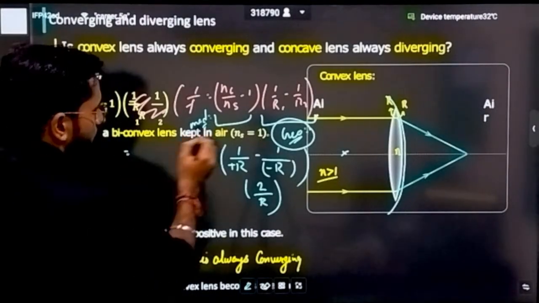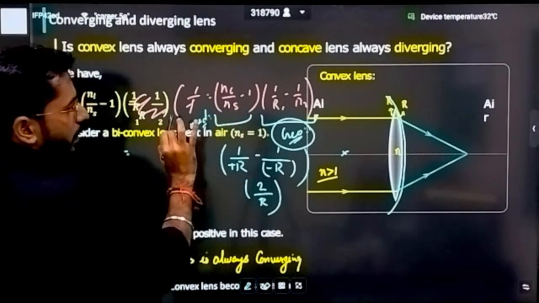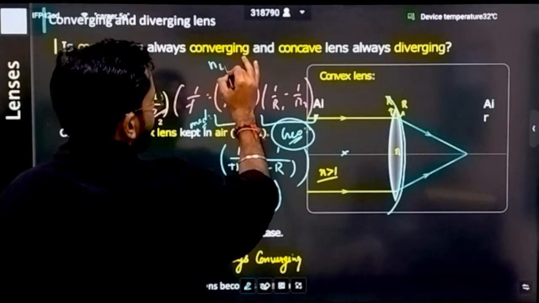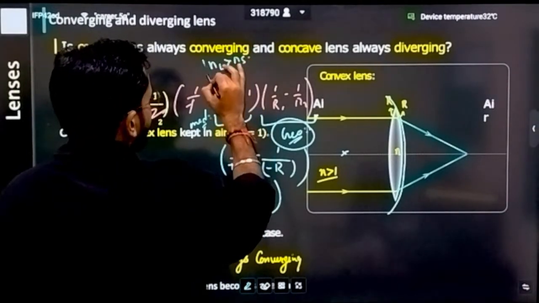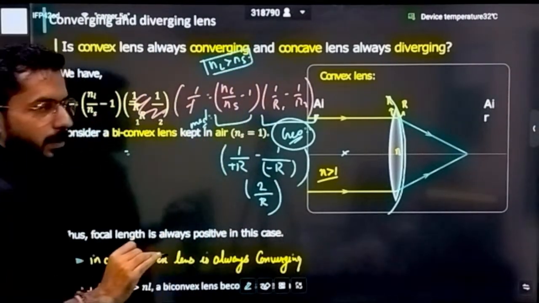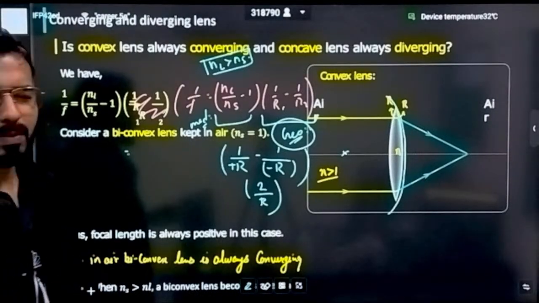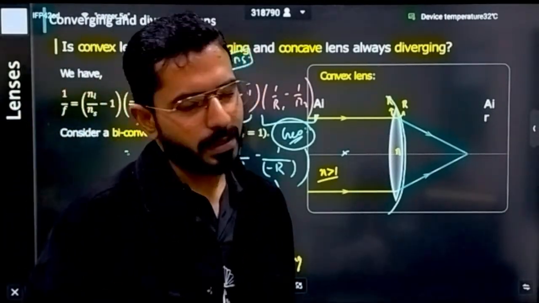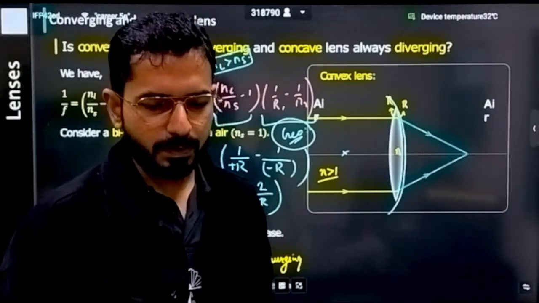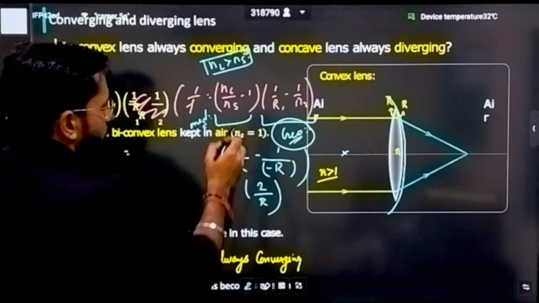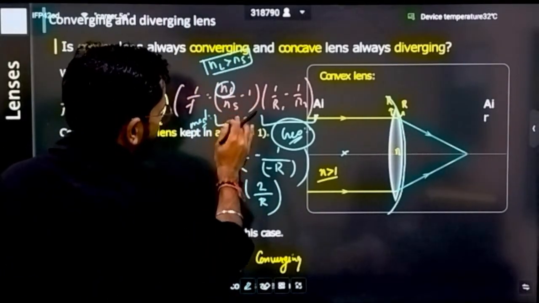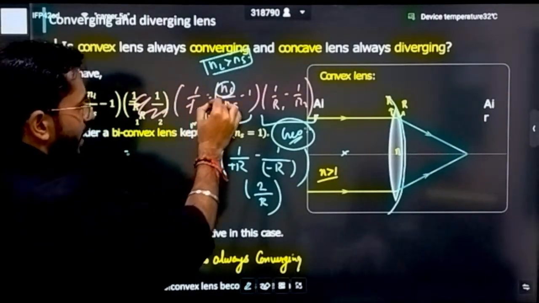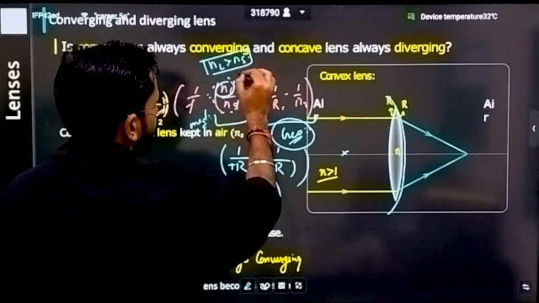Now let's analyze this one also. See, in most of the cases, n of lens will be greater than the surrounding. The refractive index, because most of the time we are keeping it in air, and air refractive index is 1 and lens is always greater than 1. Most of the time it is 1.5. So if n of lens is greater than the surrounding, that means can I say this value is always greater than 1?